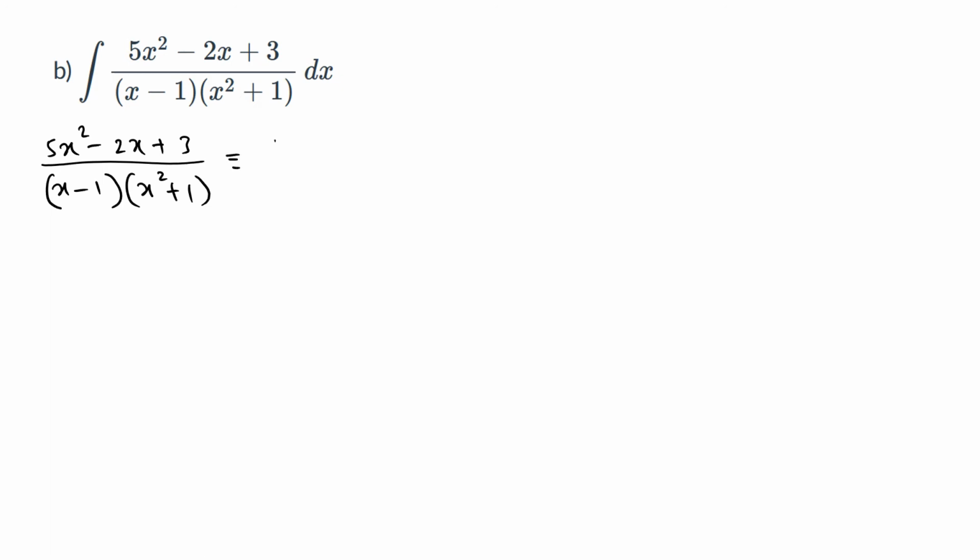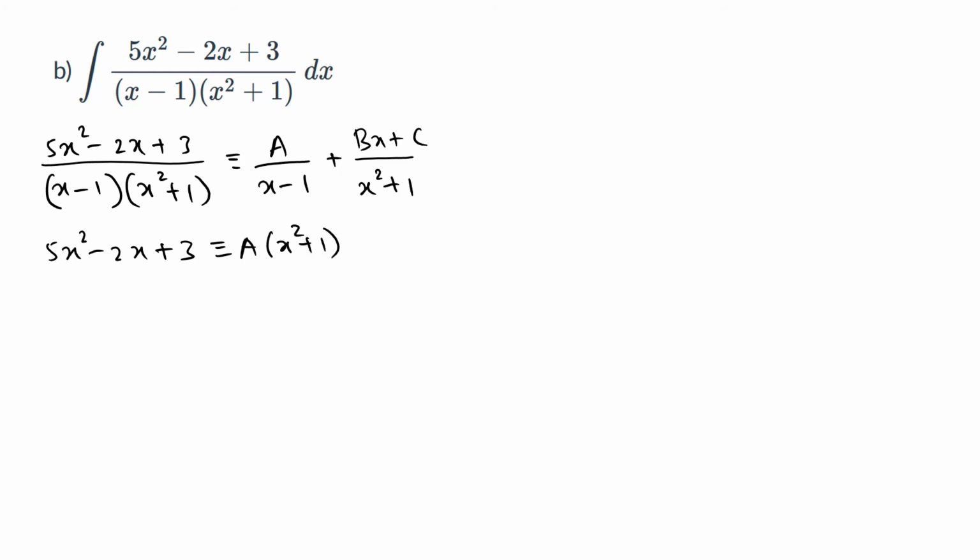the following. The x minus 1 is a linear factor, so that gives a over x minus 1. The second one is x squared plus 1, which is a quadratic, which means the top has to be linear, so bx plus c. That's the form. The goal is to find a, b, and c. When you multiply through, you get 5x squared minus 2x plus 3 identical to a times x squared plus 1, plus bx plus c times x minus 1.